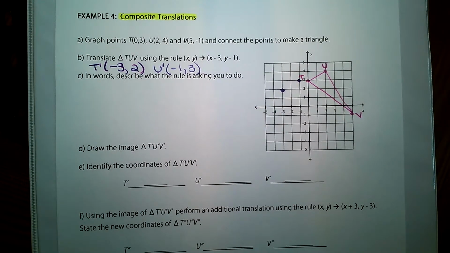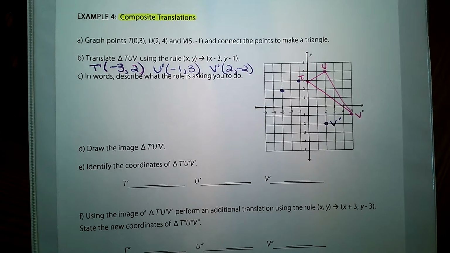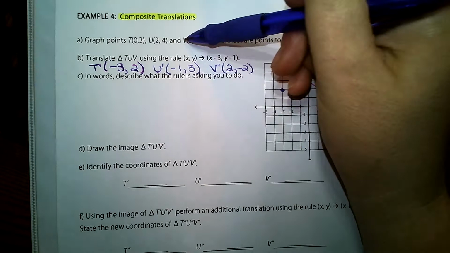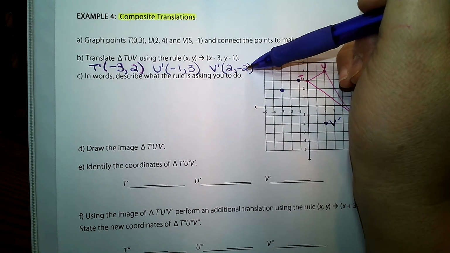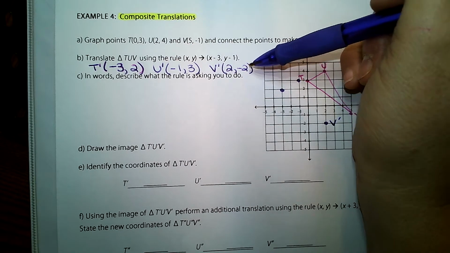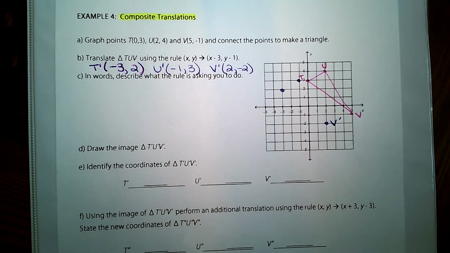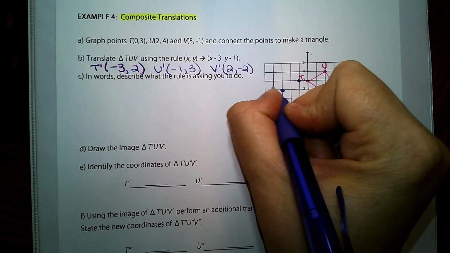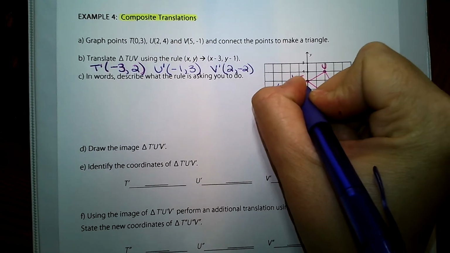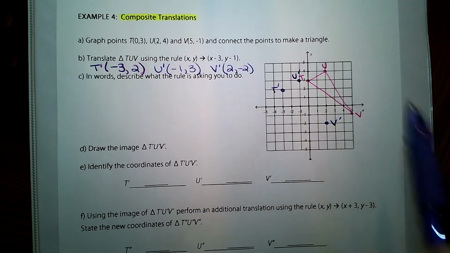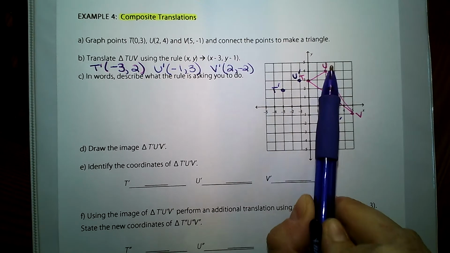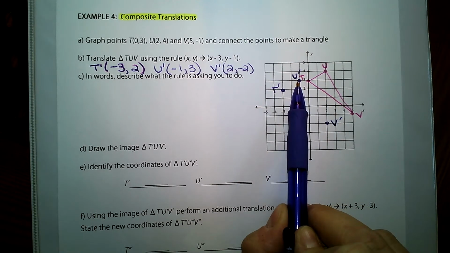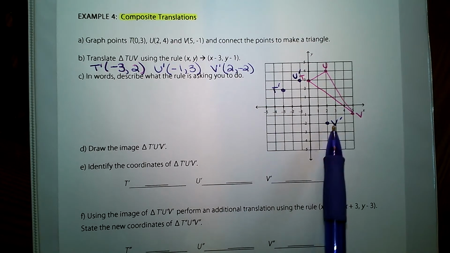Take a moment and find V. Following the subtraction, 5 take away 3 is 2. Negative 1 take away 1 is negative 2. So my location of V is 2, negative 2. So take a look at each point. Let me label them here. And let's say in words what we really just did. How do we get from the original T to the translated image? How did we get from the original U to the translated image? How did we get from the original V to the translated image?